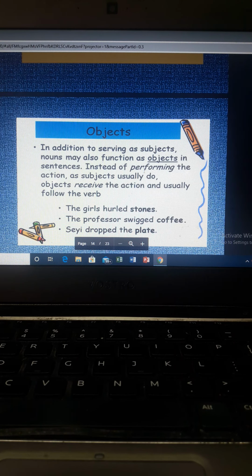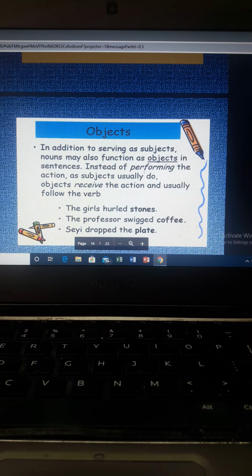Well, most of the time nouns are subjects, isn't it? Noun is the subject because the noun is the doer of the action. But sometimes a noun performs as the object also, like it is here in this case. The girls hurled stones. Now over here there are two nouns. The girls is also a noun and stones are also a noun. But we see that girls over here is the subject.